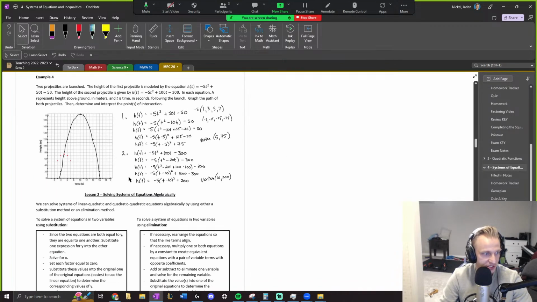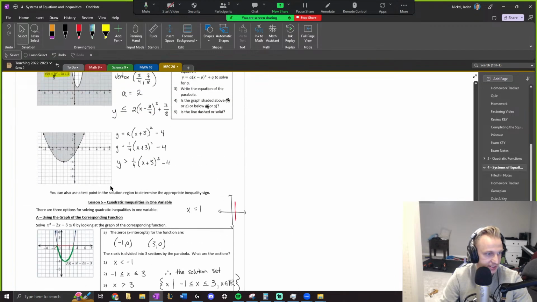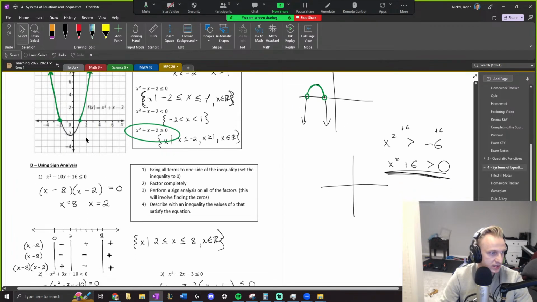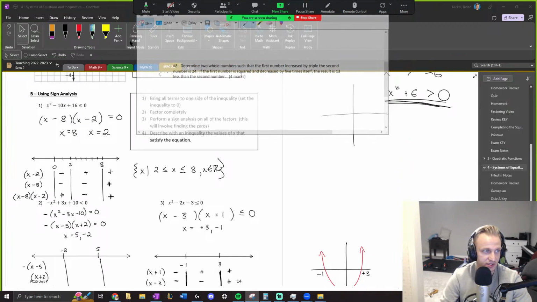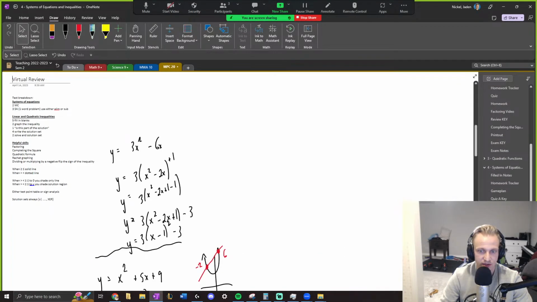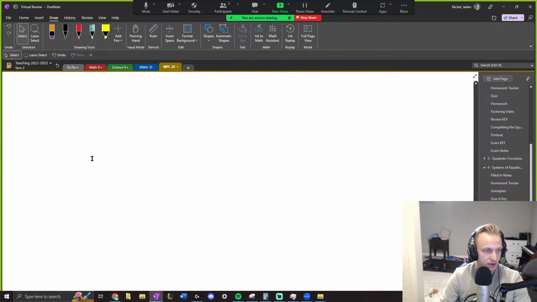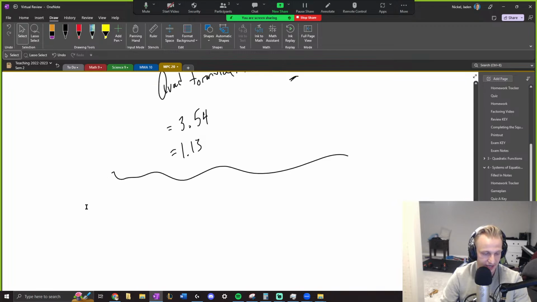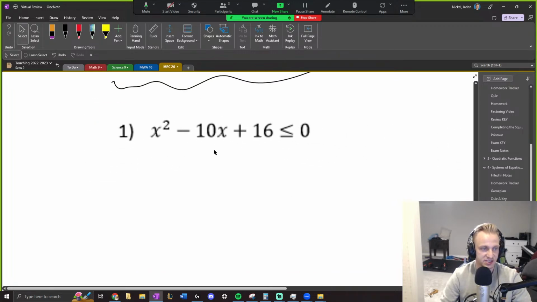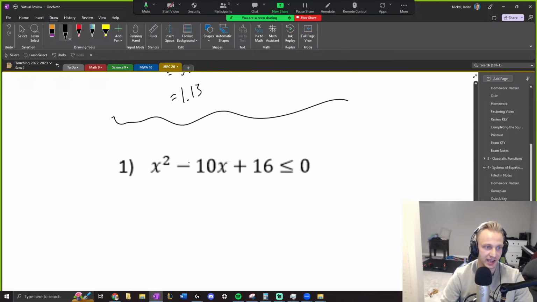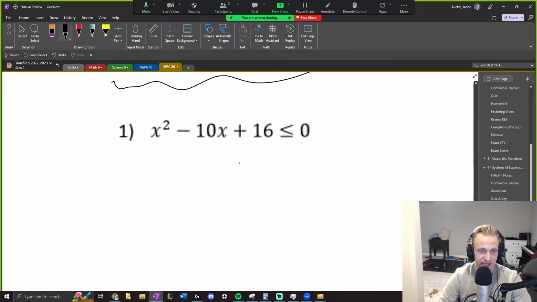So what those questions are going to look like is this. It's going to be a sign analysis type question. I'm just going to steal this exact equation and show you. I will give you an equation and ask you to tell me where this is true. So we're looking at x squared minus 10x plus 16 is less than or equal to 0.